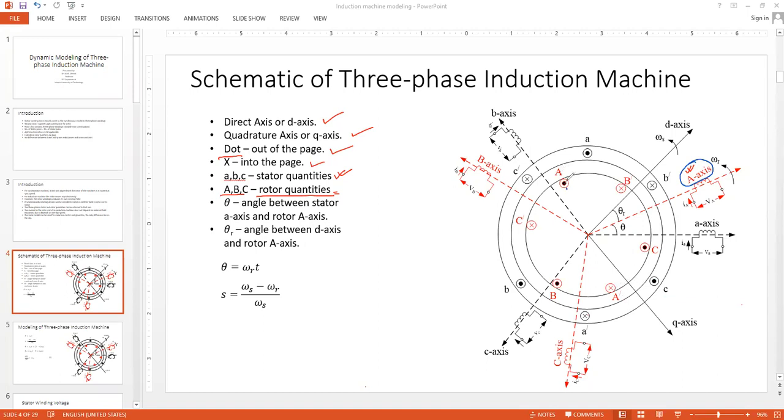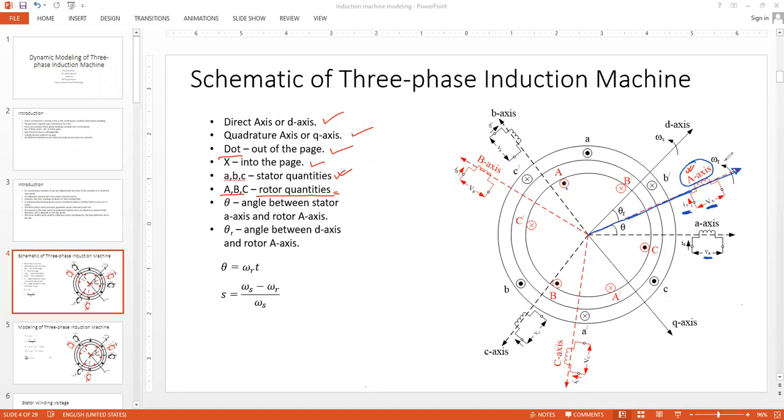Again, this is out of the page, this is into the page. So if you apply the right hand thumb rule, your A axis would be somewhere here. This is for the rotor, capital A. V capital A is the voltage that is induced. So V capital A is not the applied voltage, remember, it is the induced voltage. However, V small a is the applied voltage. So there is a difference between V capital A and V small a. This is externally applied voltage. This is induced voltage. And due to that induced voltage, you are getting some induced current in the phase A coil, I capital A.